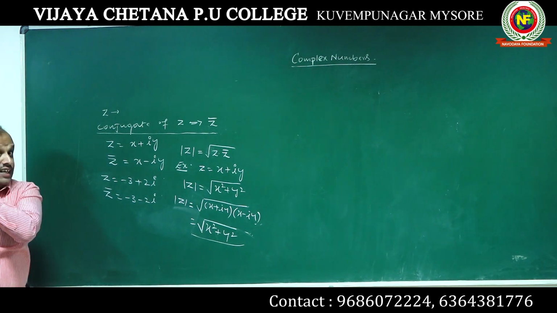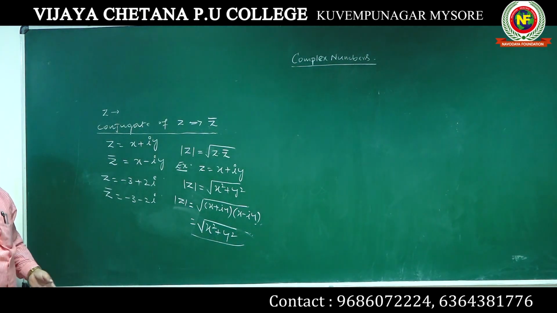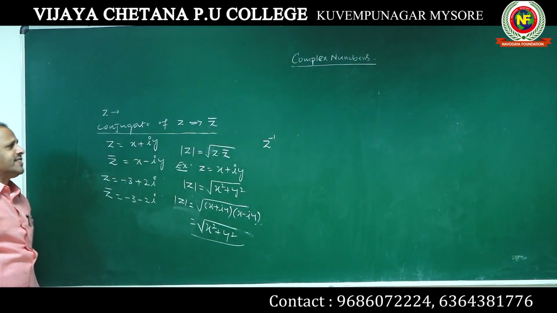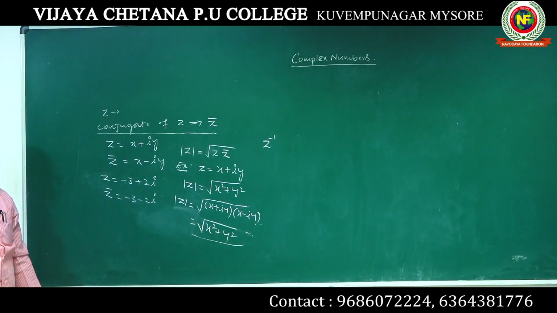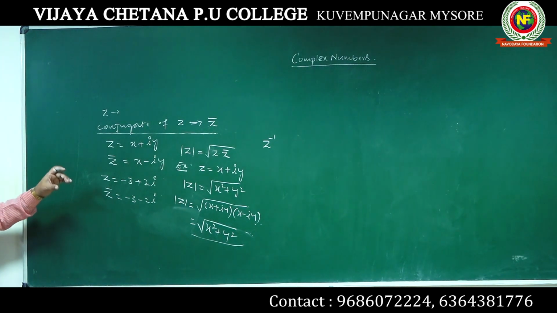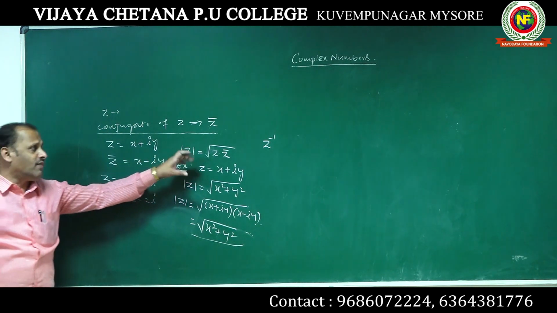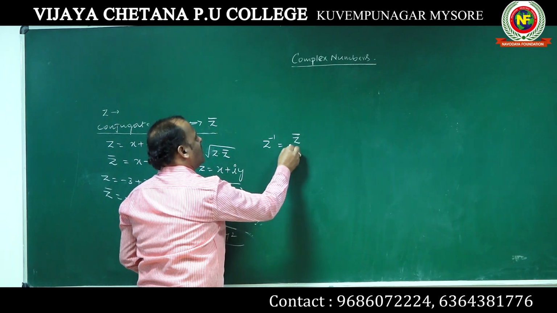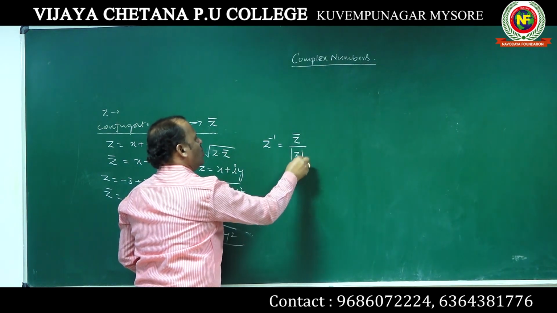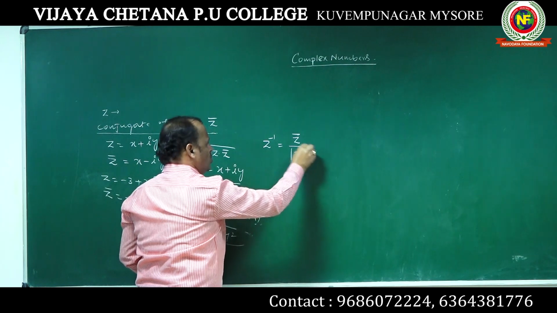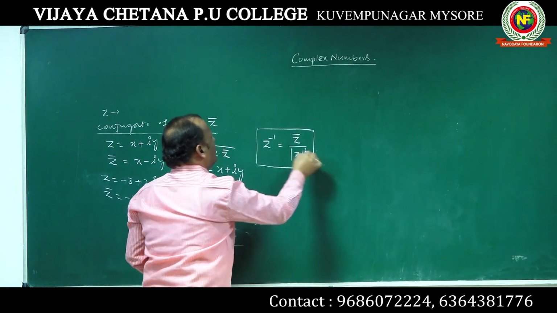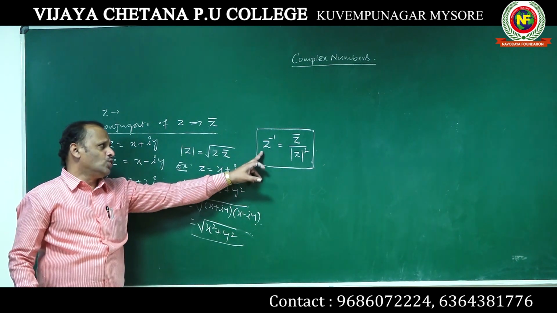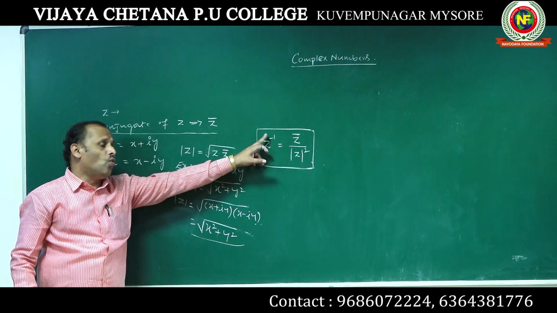Then finally, the inverse of the complex number. This is z inverse, z to the power minus 1. If you want to find the inverse of the complex number, then it is the conjugate of the complex number divided by the modulus of the complex number whole square. This is z to the power minus 1. It is nothing but 1 by z.